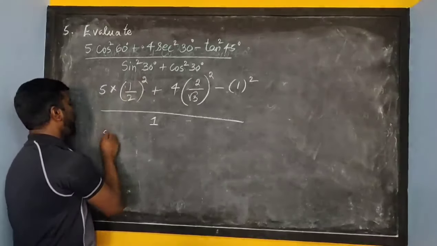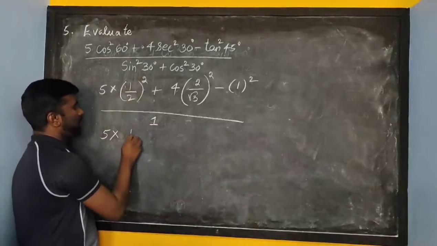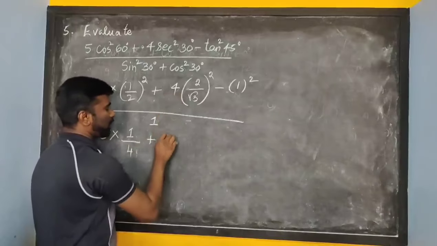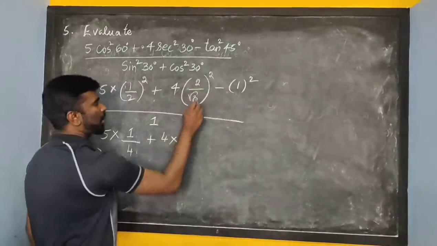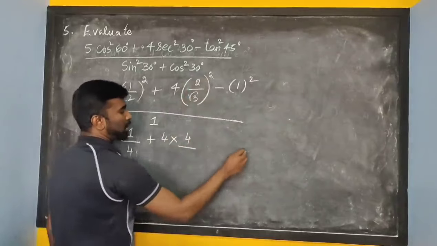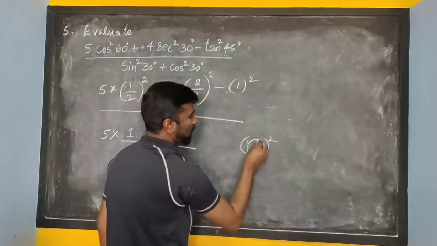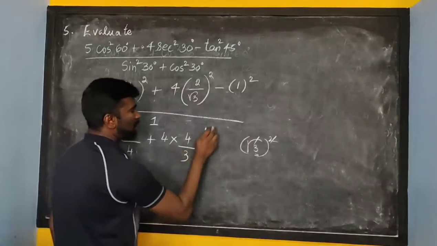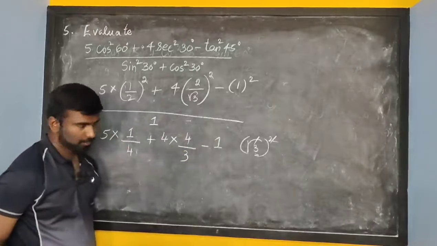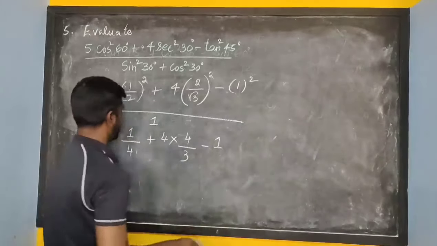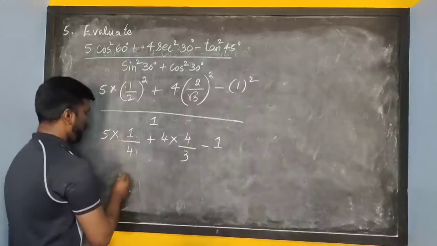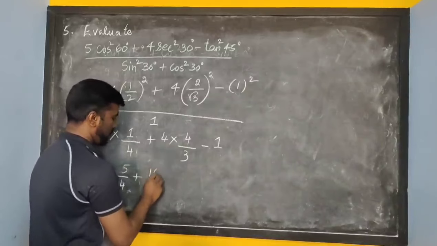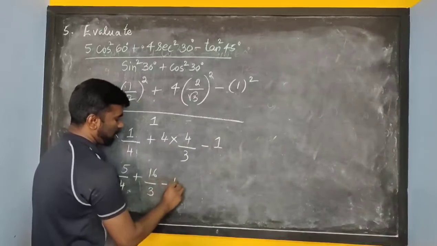Now simplify the numerator. 5 into 1 square is 1 divided by 2 square is 4, plus 4 into 2 square by root 3 square. Root 3 square, the square and square root will cancel out. We get 3. That is 3 minus 1 square is 1. Now 5 into 1 is 5 divided by 4 plus 4 into 4, 16 by 3 minus 1.